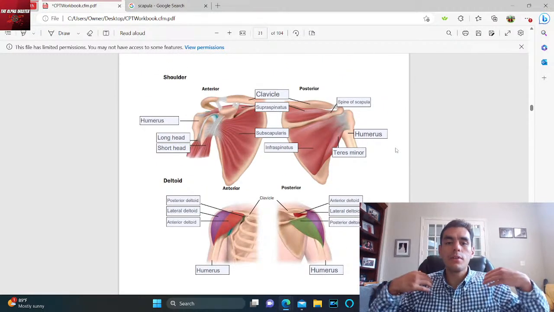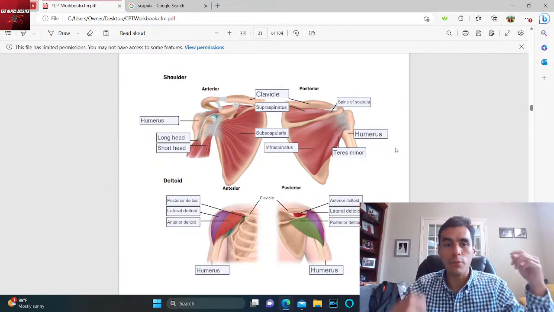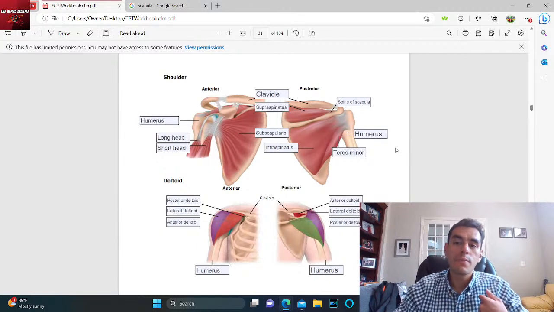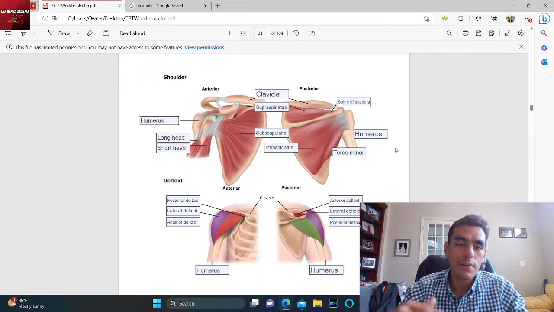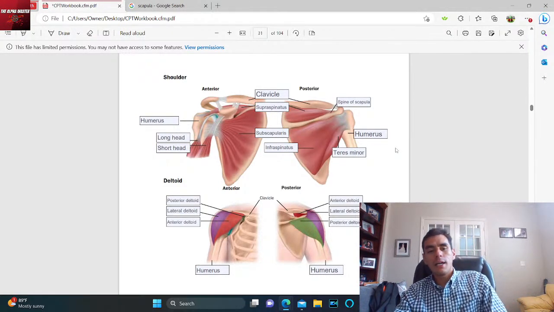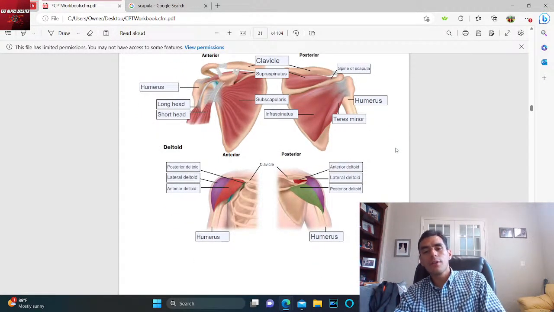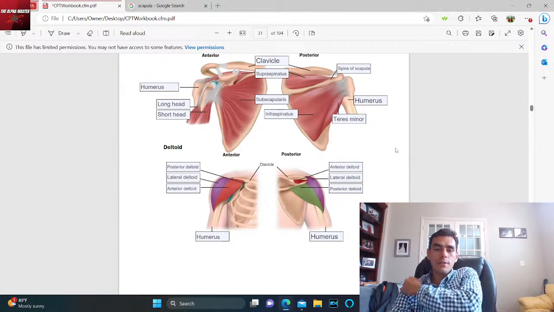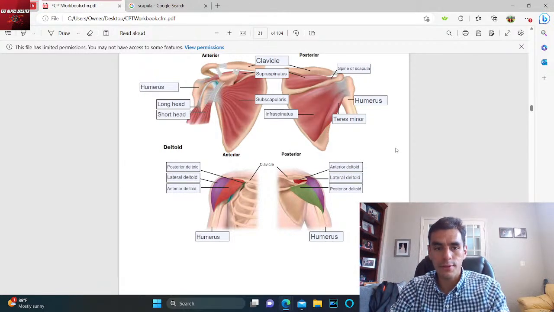So for the shoulder: the clavicle, the supraspinatus around the clavicle, the subscapularis on the anterior side, the infraspinatus on the posterior side, the spine of the scapula, the humerus, the teres minor, the axilla muscle, and then on the anterior side you have the humerus, the long head and the short head. On the deltoid, you have the anterior deltoid in the front, the posterior deltoid in the back, and the lateral deltoid in the lateral side.